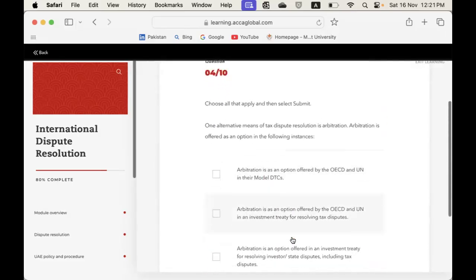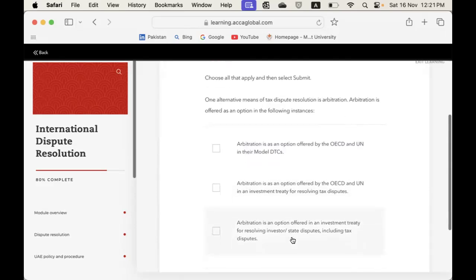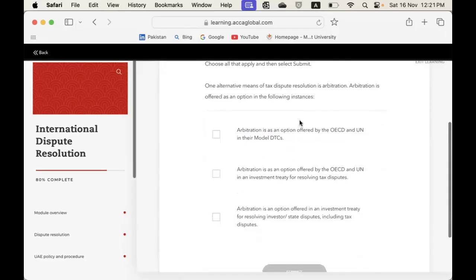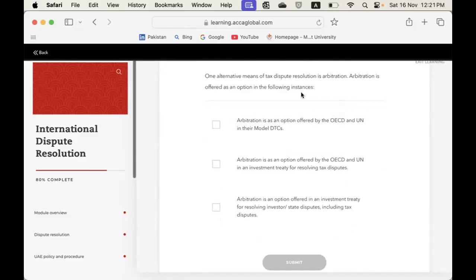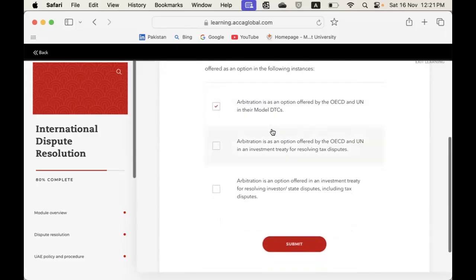Okay. Choose all that apply and then select submit. One alternative means of tax dispute resolution is arbitration. Arbitration is offered as an option in the following instance. Okay, which instances? Arbitration is an option offered by the OECD and UN in their model DTCs. Is it correct? Yes, it is.